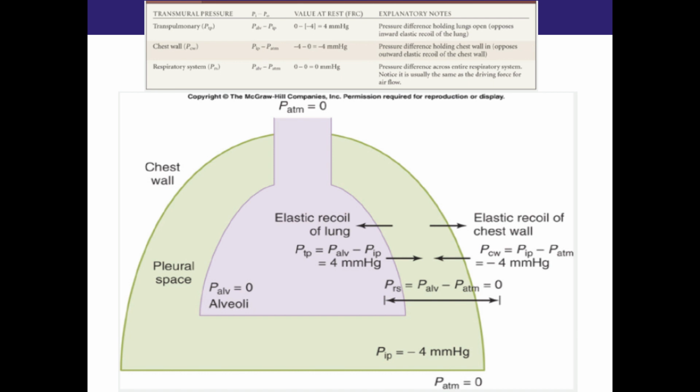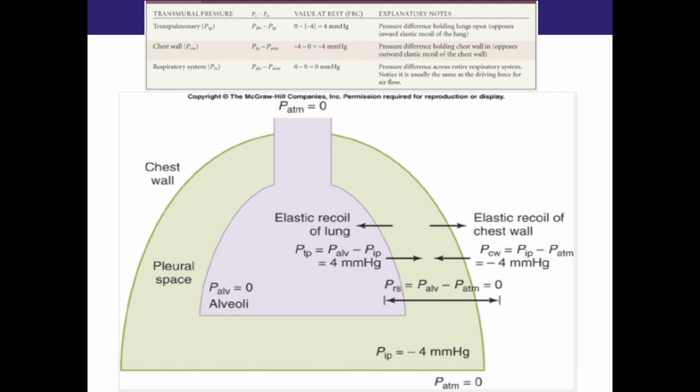So it is the intrapleural pressure minus the atmospheric pressure. And technically, by definition, it's the pressure difference that is holding the chest wall in. It opposes that natural tendency for the chest wall to bow out.